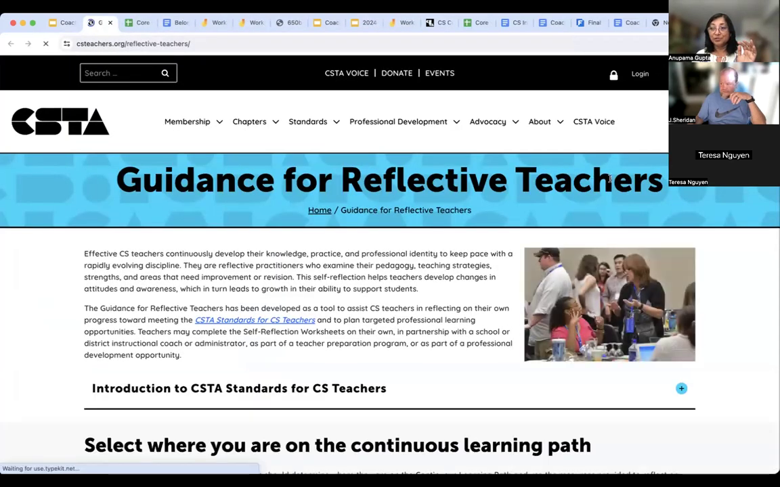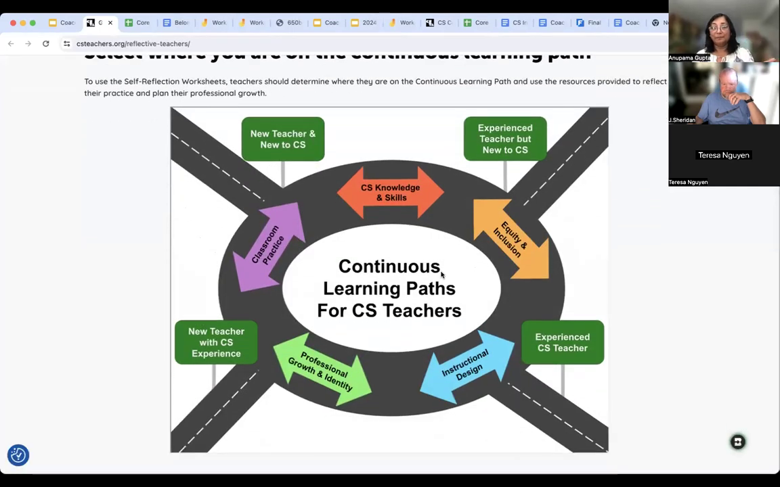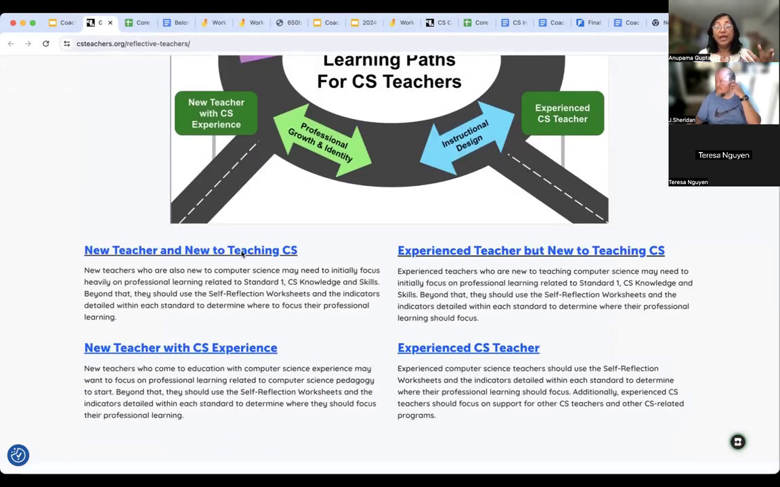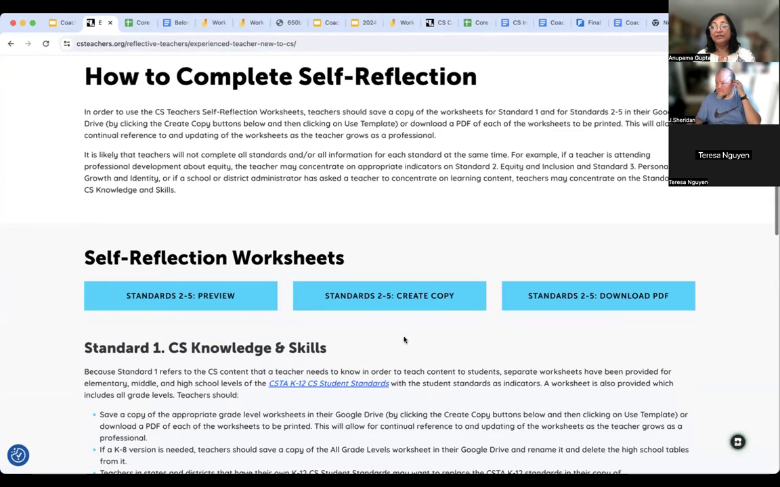If you click on that, this is a teacher self-reflection tool. The way it is set up is you choose your pathway. Are you a new teacher, new to CS? Are you an experienced teacher but new to CS? Are you a new teacher with CS experience, or an experienced teacher with CS experience? So you choose your pathway. And then I'm going to click on it. So, how to complete the self-reflection.